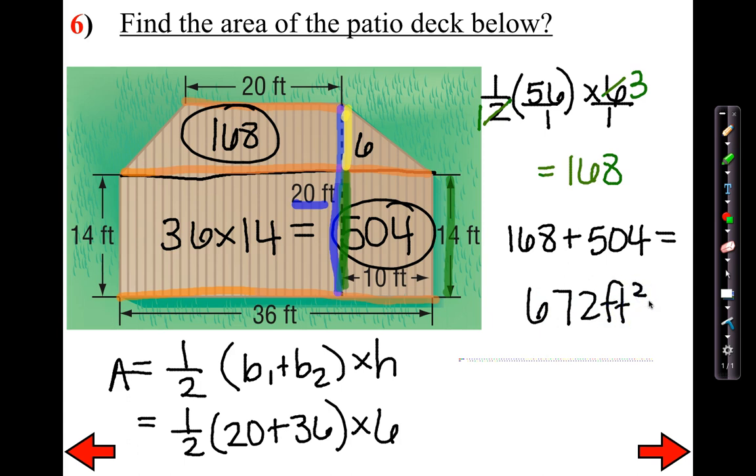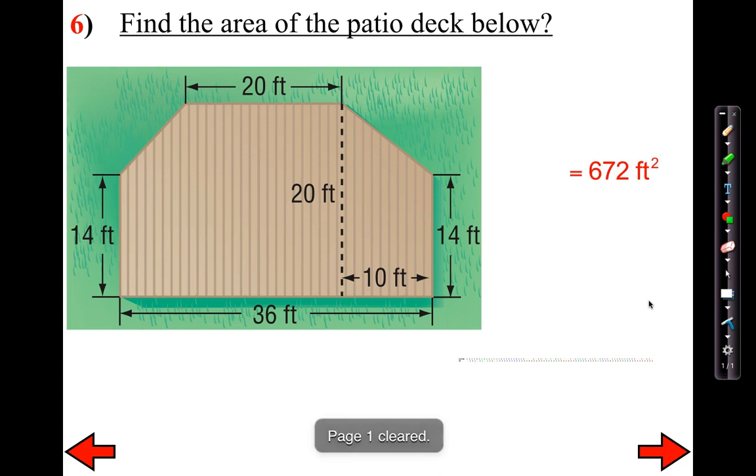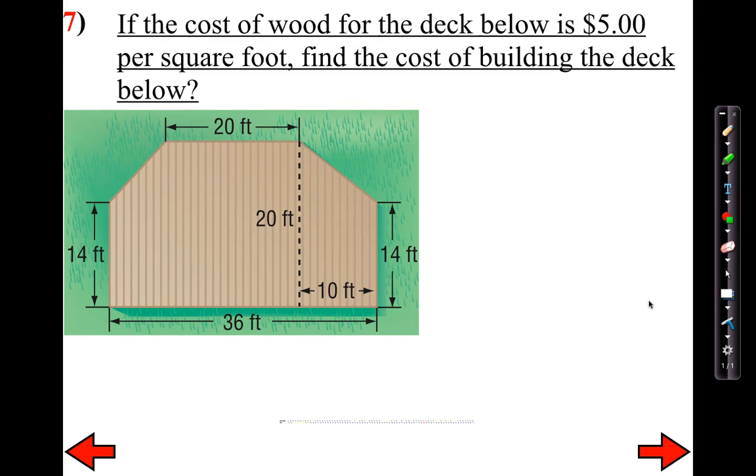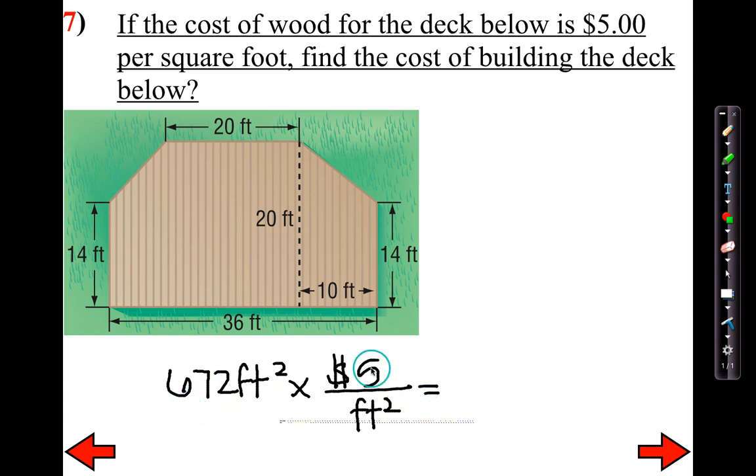Okay. So now that I know the area of this patio deck, what if they asked an extra question? They said, if the cost of the wood deck below is $5 per square foot, find the cost of building the deck below. Well, how many square feet do we have? We have 672 square feet. And it does cost $5 per square foot. So what do we have to do? We're going to have to multiply.